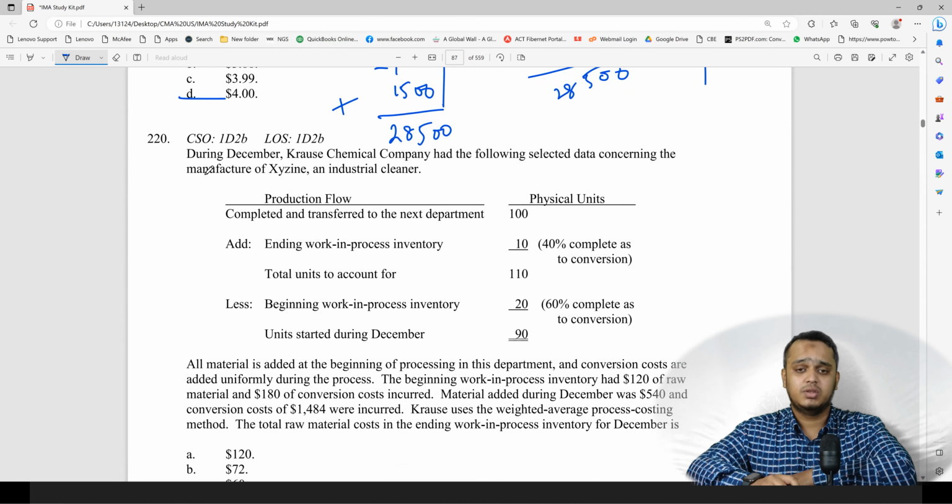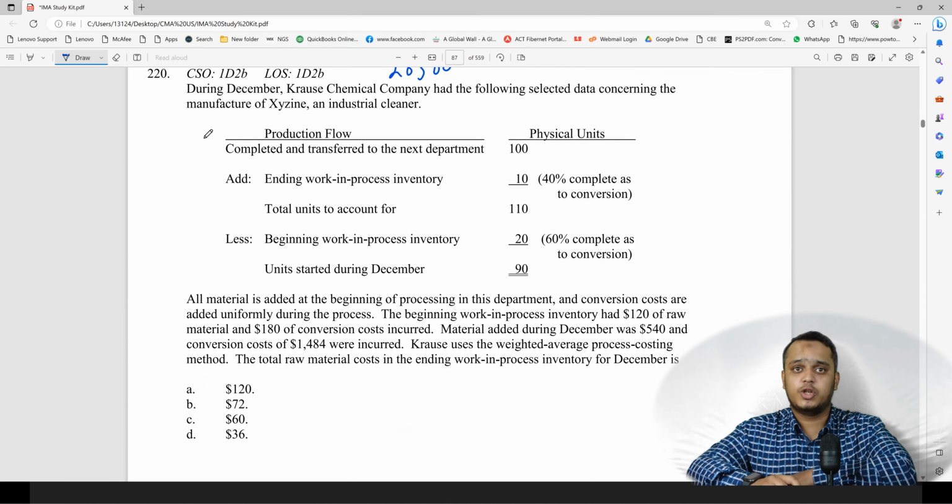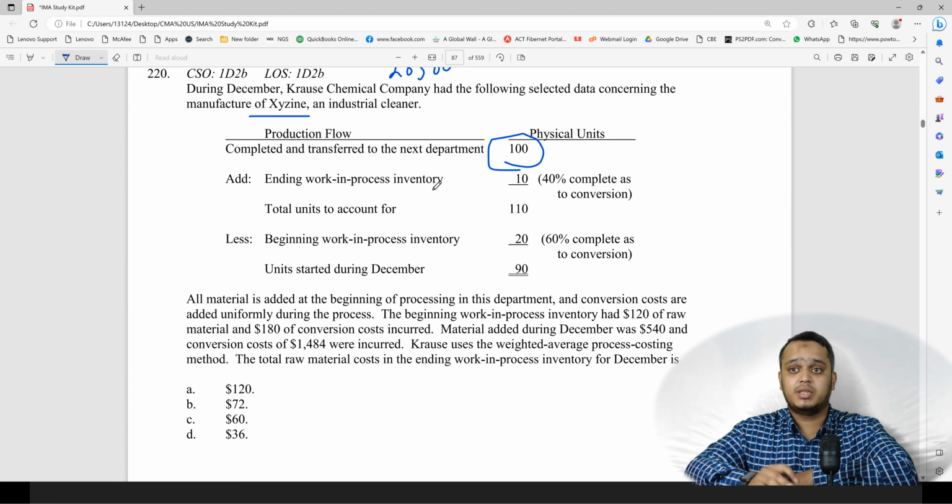So now I have another question based on this. During December, Cross Chemical Company had the following selected data concerning the manufacturing of X, an industrial cleaner. Production flow was 100 units completed and transferred to the next department. Ending work in progress inventory is 10, which is 40% complete as to conversion, and the total units are 110. The beginning work in progress is 20, which is 60% complete. Units started during December were 90.